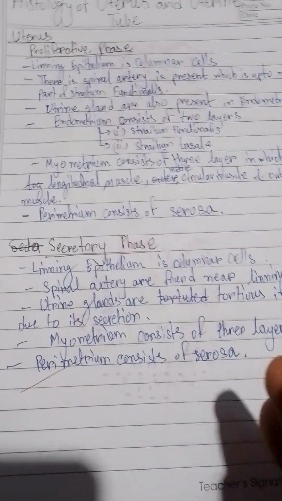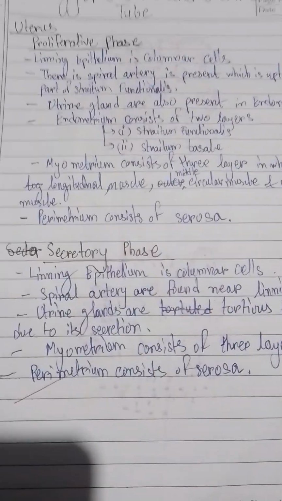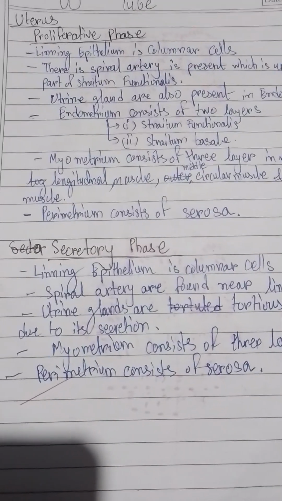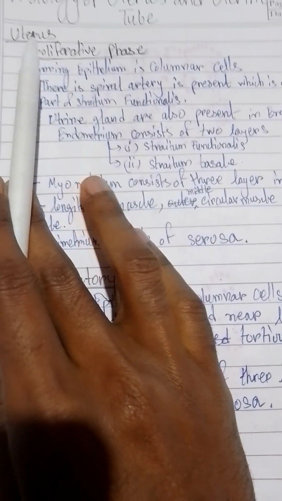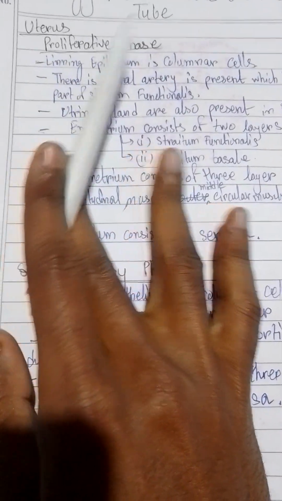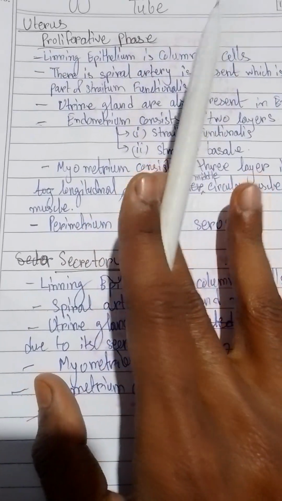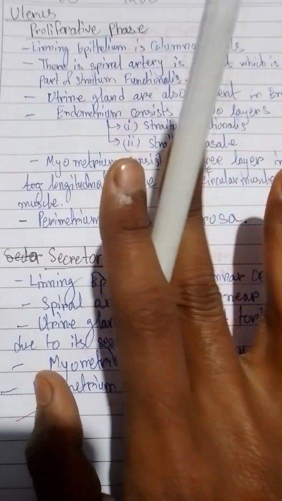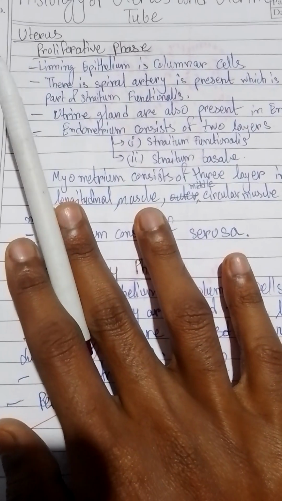In this video we are going to see the histology of the uterus. First of all, let's see some identification points, and then we look at the histological diagram and then the histological slide.